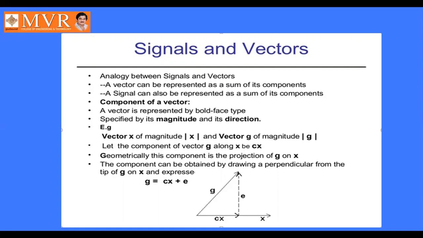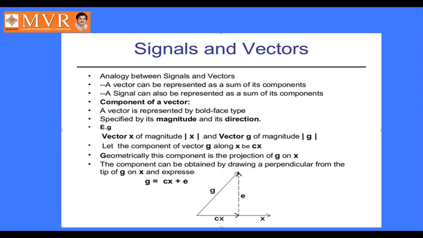How to write a component of a vector? A vector is represented by boldface type. Boldface means it is specified by its magnitude and direction. Suppose, for example, vector x of magnitude mod x and vector g of magnitude mod g. Let the component of vector g along x be considered. Both are vectors.